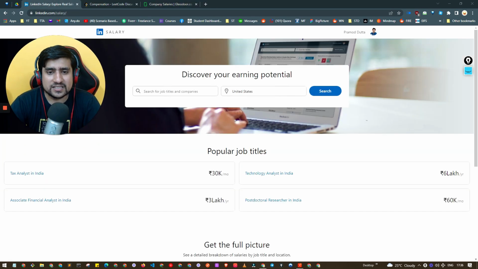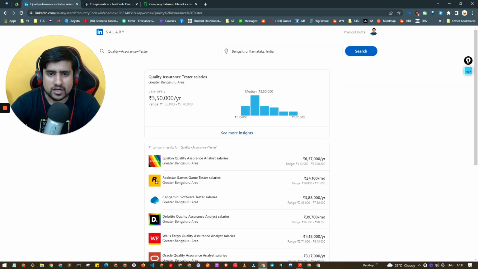If you see on LinkedIn Salary, for example, I want to check the QA fresher. So let's type QA tester, quality assurance, and I want to check, suppose, for India right now, and here for Bangalore. So if you see the base salary, generally it's 3.5 lakhs INR per annum.